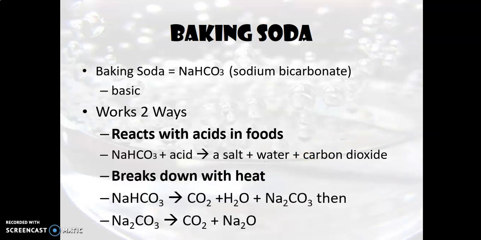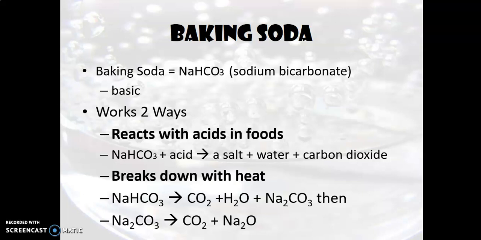The other thing that baking soda is able to do is break down with heat. If you put baking soda in something that doesn't have a lot of acid, and then put it into an oven, a warm environment, the baking soda will break down on its own through a process we call a decomposition reaction. This baking soda will go through two steps. It will go from baking soda into carbon dioxide, water, and something that looks very close to your original chemical, but it's not. This is called sodium carbonate.